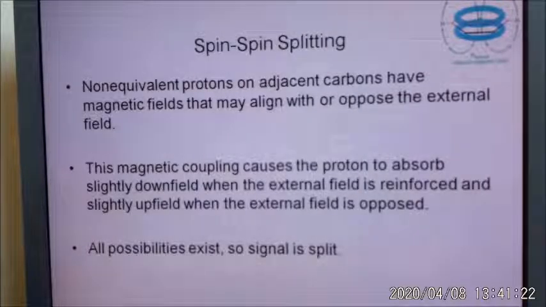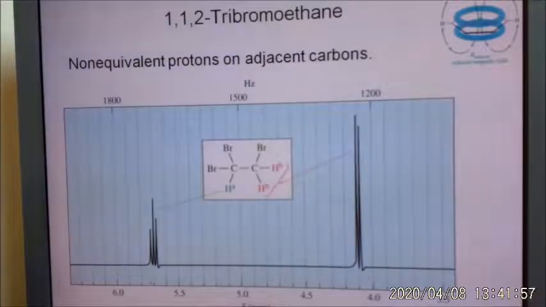Okay, splitting. What happens is that you're going to have adjacent carbons with protons, and they're going to have a magnetic field that will affect the proton of interest. Okay, so let's see how that works. When it has an effect on it, that means it'll be shifting it slightly downfield, slightly upfield, and that's why your peaks get split. It can start getting pretty complex, and it's a lot of fun. Let's do something straightforward first.